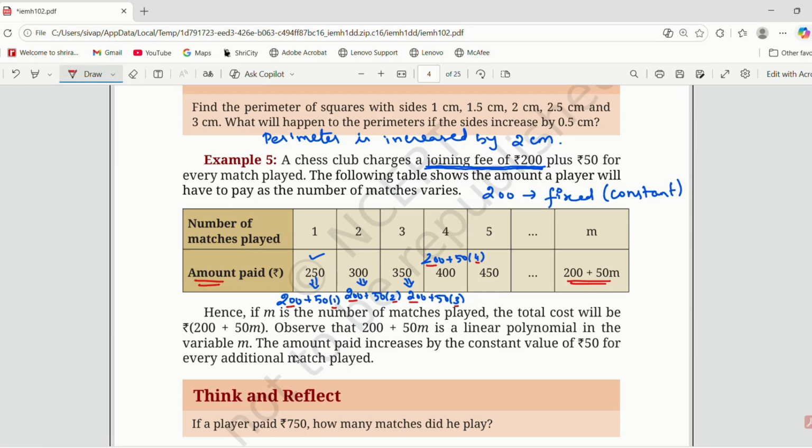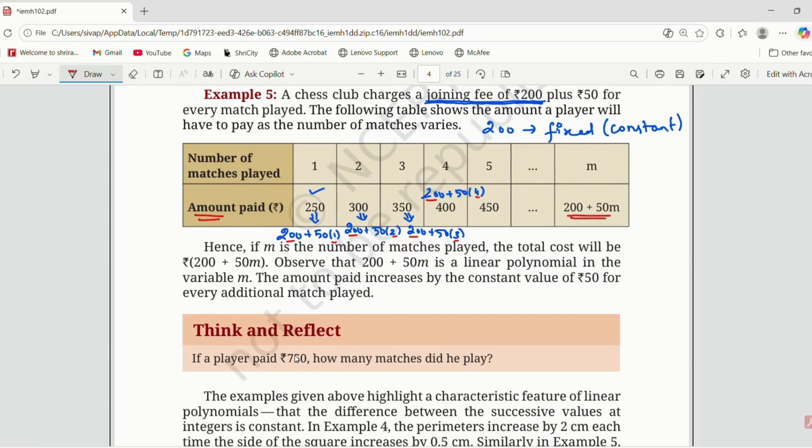Okay. So based on this, what we are supposed to find in this particular problem is, if a player paid rupees 750, how many matches did he play? So this is an important question. See here, they've given values up to 450. If he played 5 matches, he is supposed to pay rupees 450. For 6 matches, 7 matches, 8 matches, we can find, but they have not been given. We have to find the number of matches played based on this amount of 750.